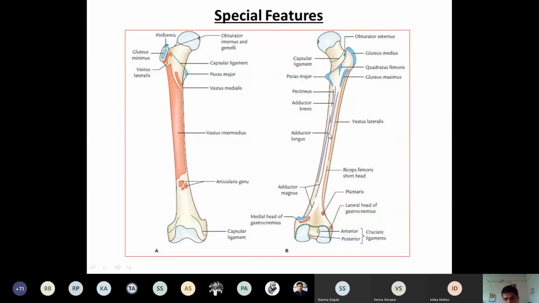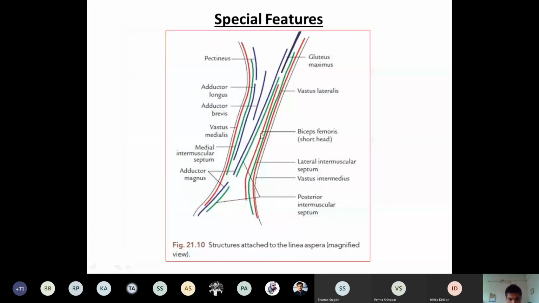And then here you can see the linea aspera. Many muscles are attaching here into the linea aspera. Count, starting from medial to lateral: you can see attachments of the vastus medialis, then the medial intermuscular septum at first, and then adductor longus, again pectineus, and then you can see attachments of the adductor brevis. Okay, and adductor magnus as well.